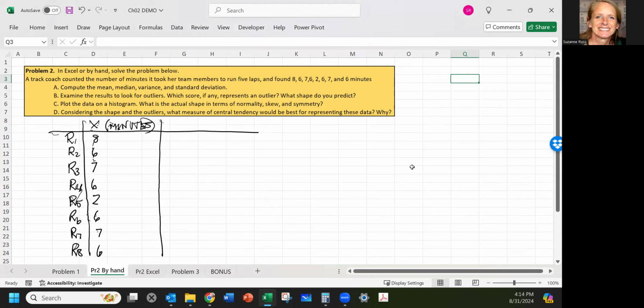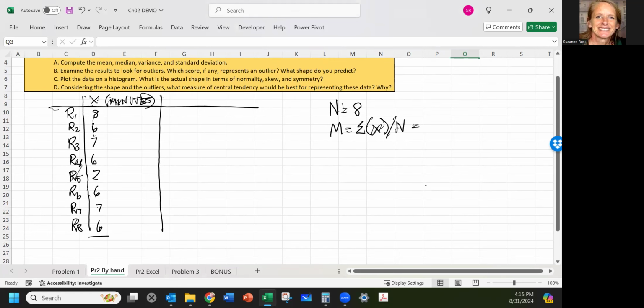We're asked to compute mean, median, variance, and standard deviation. I'll record my data over here. First, let's always record the number in the sample because we always need that for our calculations, and that equals 8. I can see 8 runners. Next, we calculate the mean, which is just the sum of all the values x divided by n. If I sum up all these values, I get 48. And I divide by 8. 48 divided by 8 equals 6. So we know the mean.